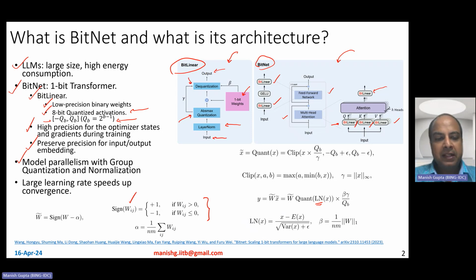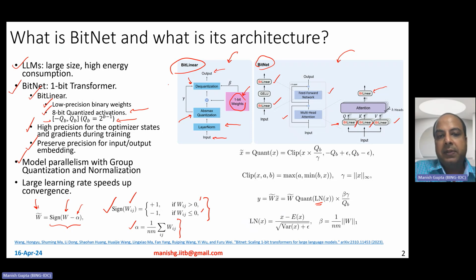Now, while doing this, the first step that you need to do is to take your full precision weights, and then shift them such that they have 0 mean. So you subtract alpha from the weight matrix, where alpha is nothing but the mean over the entire weight matrix, where the weight matrix is of dimensions n cross m. Now you have these 0 mean weights, and then you just apply this binarization. So you put a +1 when the weight is positive, or a -1 when the weight is negative or equal to 0. That gives you your binarized weights.